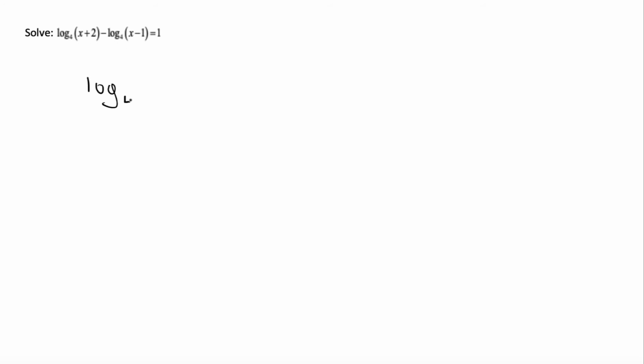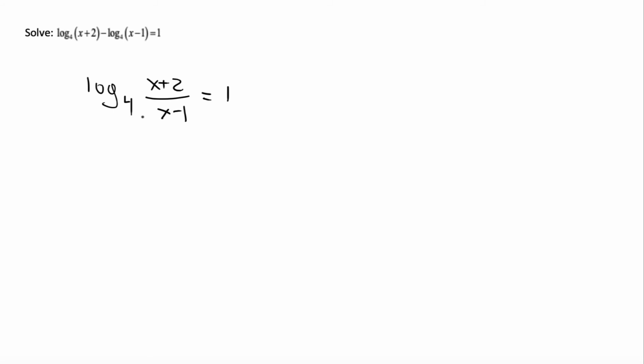So we'll write it as log base 4, but because of the minus, what does that mean, right? The quotient rule says that we divide the arguments, right? X plus 2 over x minus 1, and we set that equal to 1, of course, on the other side. You notice that now we have one log expression, which is good, right? Okay, so what can we do?